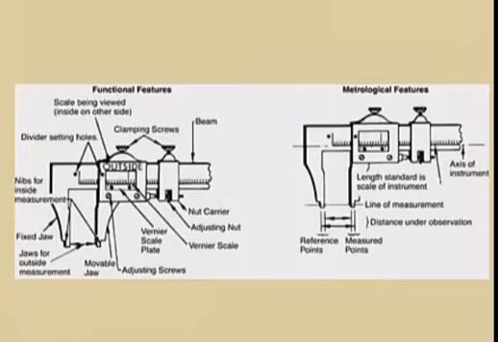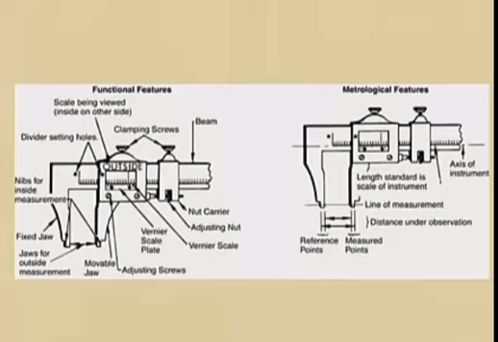Now, when you look at a measuring device, you can divide it into two different types of features: functional features and metrological features. On the vernier caliper, the functional features are the scale being viewed, clamping screws, the beam divider, setting holes if available, nibs for inside measurement, fixed jaws for outside measurement, the movable jaw versus the fixed jaw, adjusting screws, the vernier scale plate, the vernier scale, the adjusting nut, and the nut carrier.